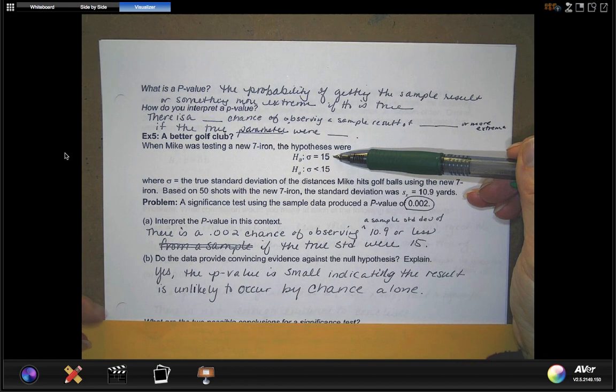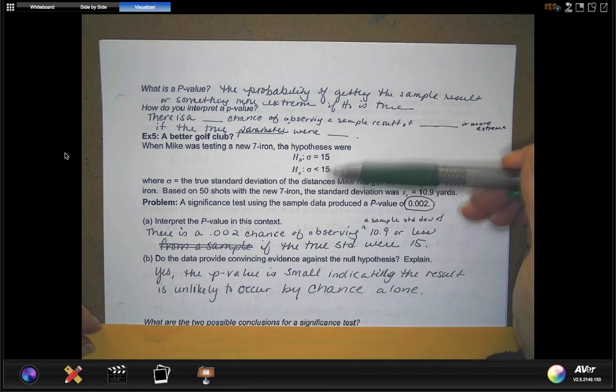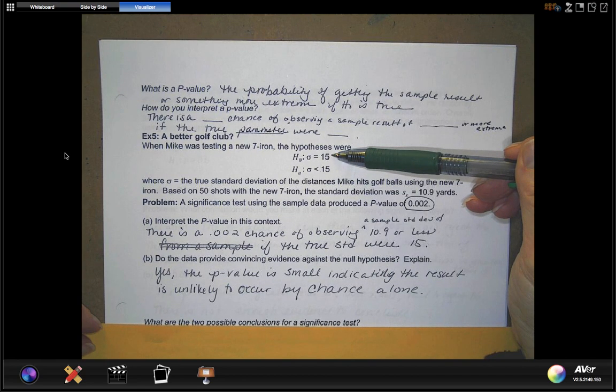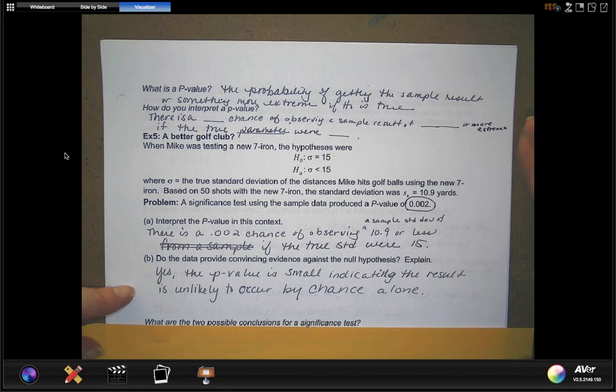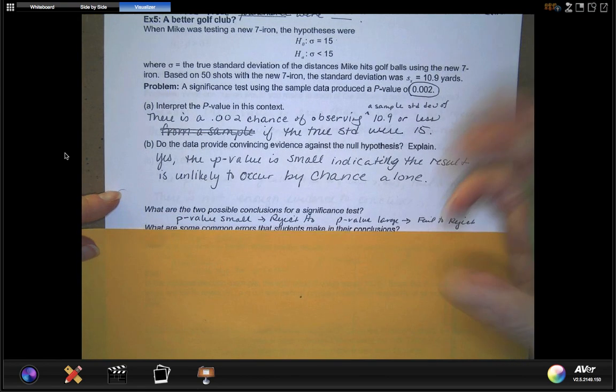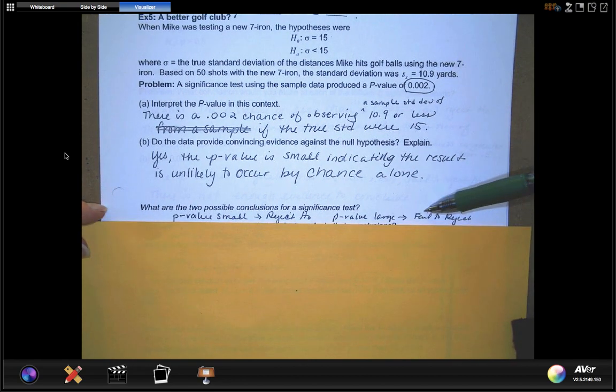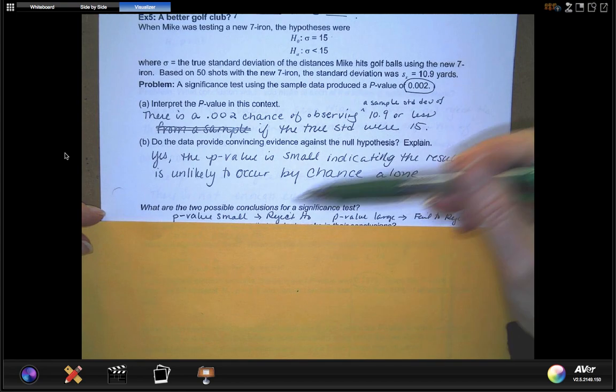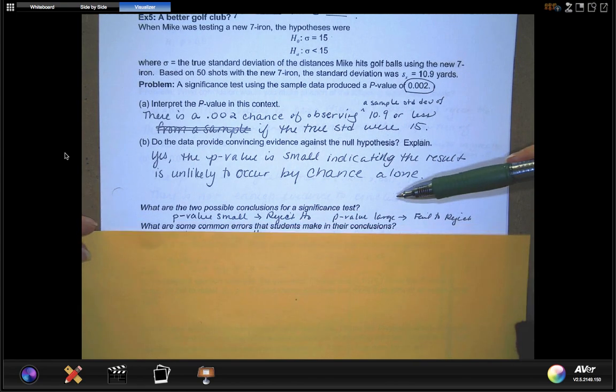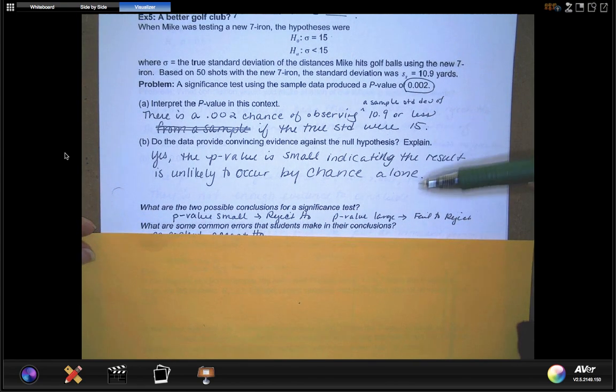That leads me into my next topic, where I'm going to talk to you about what you conclude when you get that data. Your two possible conclusions are: one, your p-value is small, so we reject the null; or two, your p-value is large, so we fail to reject it. All right, what do I mean by small? What do I mean by large? Well, I'll get into that in a second.